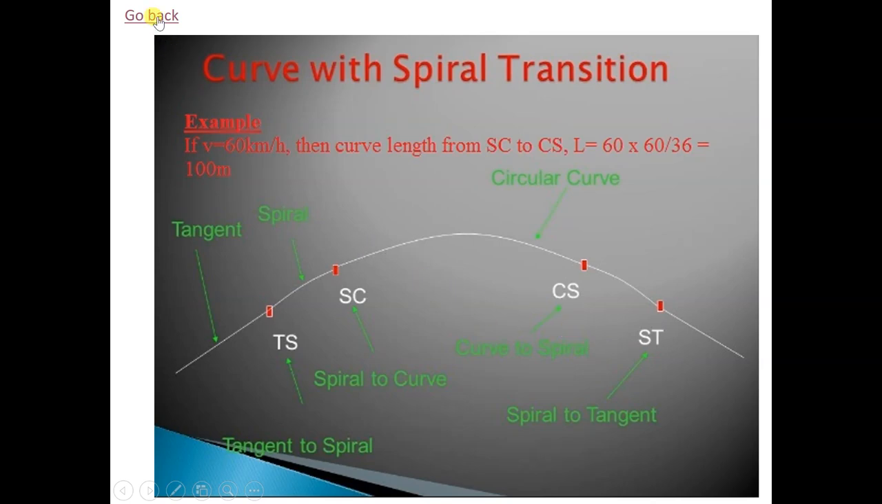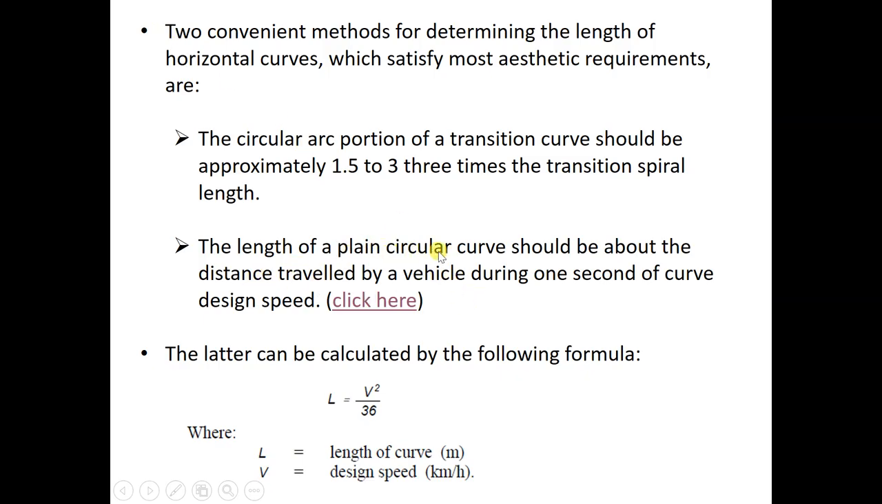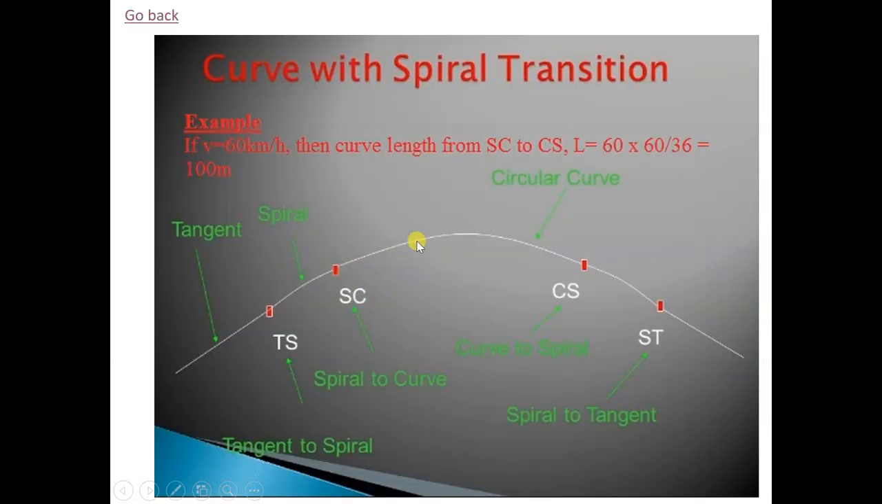Okay, so the length of the planned circular curve should be about the distance traveled by a vehicle during 1 second of the curve design speed. So this is the length of the planned circular curve. The distance should be at least what you travel in 1 second at the design speed. Let me give an example, 80 kph. So this length should be at least about 22.22 meters. So this is the least for the vehicle to cover in 1 second, from SC to CS.